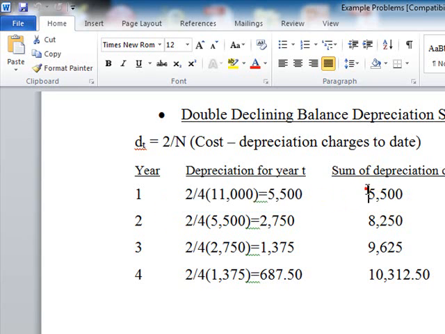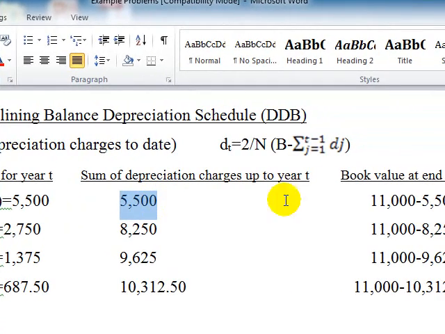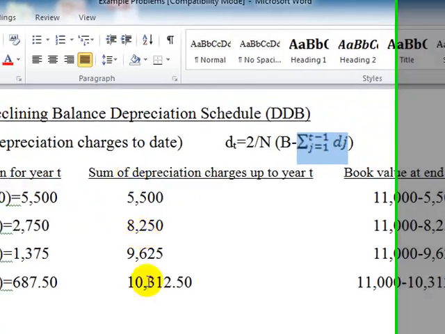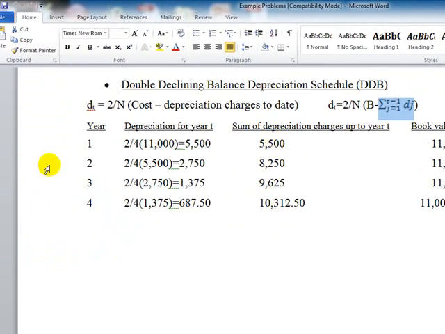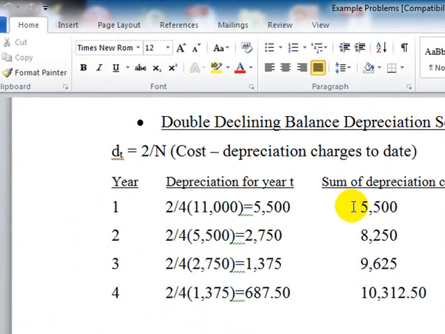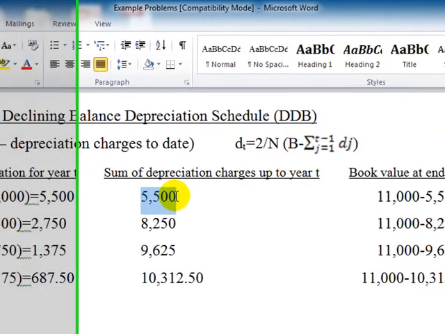Sum of depreciation charges: 5,500 plus the previous sum of depreciation charges. We are calculating this term in this column because we need it for subsequent years. So for the first row, the sum of depreciation charges is the same as the depreciation charge in the first year, because previous to that there are no depreciation charges. So 5,500 to begin with.